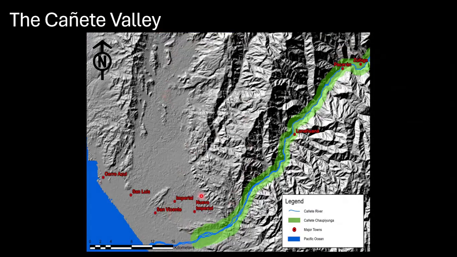Well, we conducted several surveys in the Cañete Chaupiyunga, and we identified several Inca settlements as well as local settlements during the Late Horizon. Based on two specific types of settlements, the Inca administrative facilities and the local leaders' compounds, we identified two different systems of territorial organization coexisting during the Late Horizon in this area.